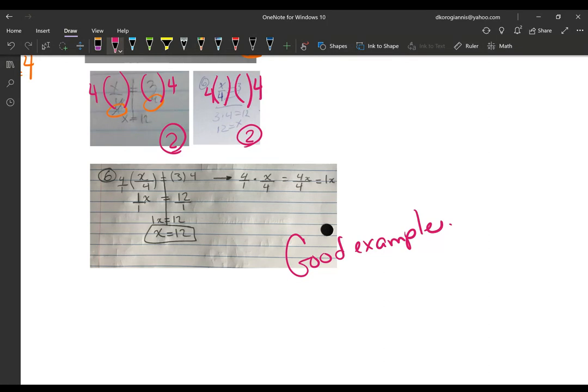Okay, so they multiply both sides by the denominator, which is 4. The 4's cancel out, leaving us with 1x equals 12. 3 times 4 is 12. 1x equals 12. And then they're also showing me why they're getting that. Okay, so they showed it a little bit different than me, but theirs is 100% correct. Okay, so this would be a 4 for this student.